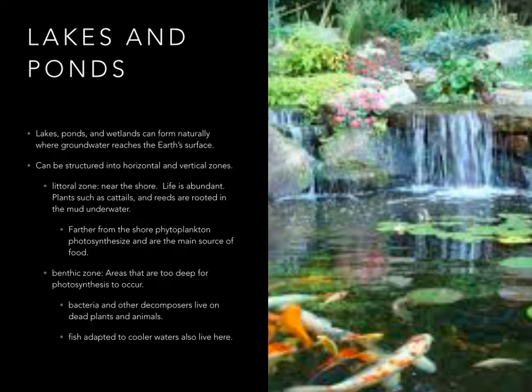A littoral zone is going to be near the shore, so life is more abundant here. There's more plant life and more organisms in this area. Why is that? Well, if we think about the elements that establish a viable habitat for organisms, we can think of higher temperatures. There are going to be higher temperatures at these littoral zones or the surface area of these zones. There's going to be higher oxygen levels and more plant life.